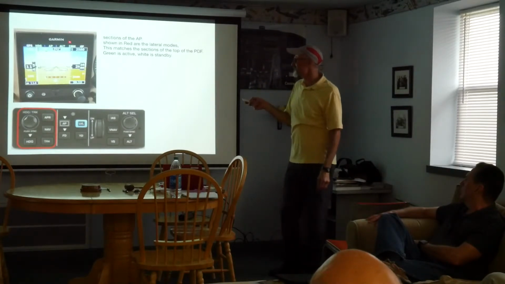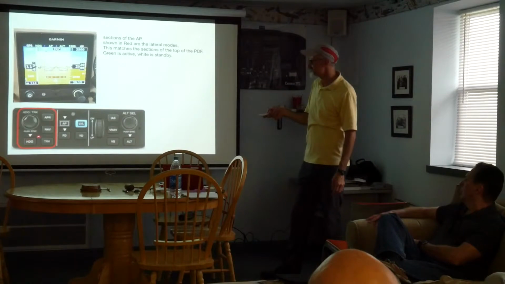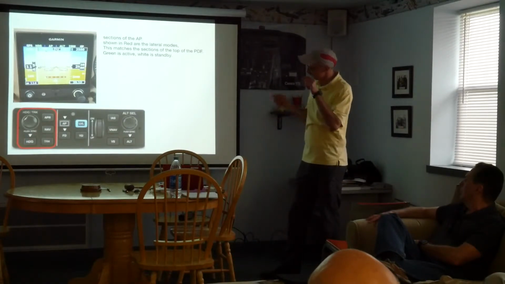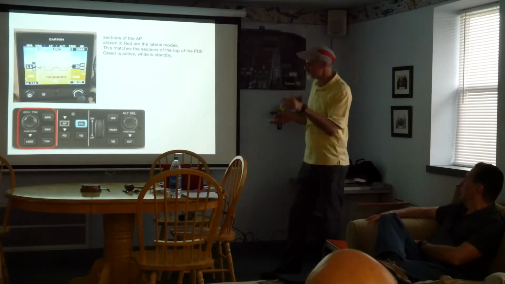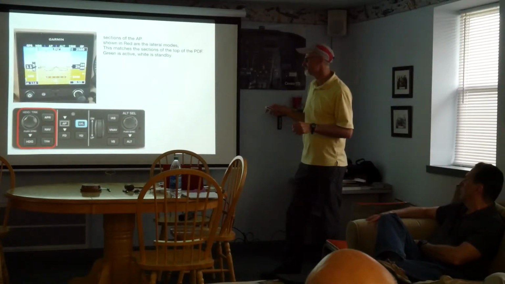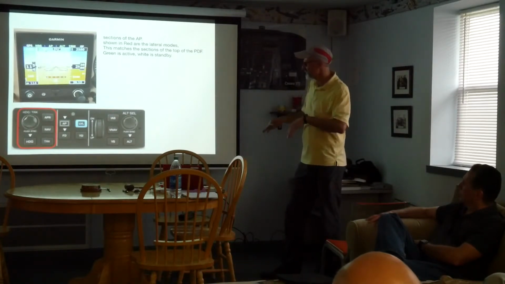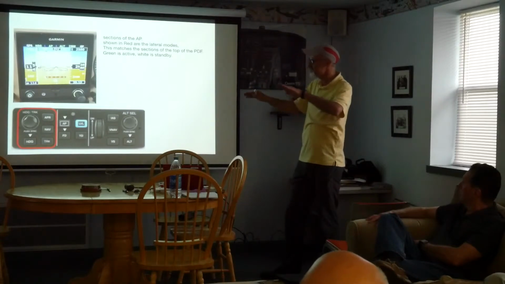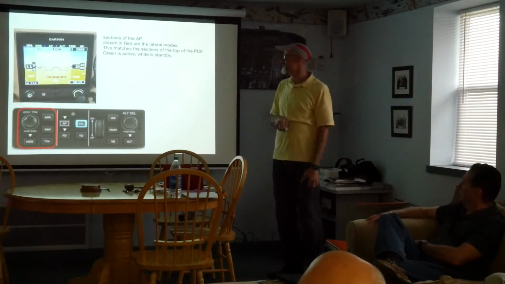So what you would see, again, you want to make sure that this thing's doing what you want it to do. So if they say turn left heading 270, you would sync the heading bug, turn the heading bug to 270, press the heading button, and then you would go indicated airspeed, and move it if it needs to be adjusted at all. And it's going to hold that airspeed, and it's going to turn to that heading, and it's going to keep climbing to whatever altitude you have booked.